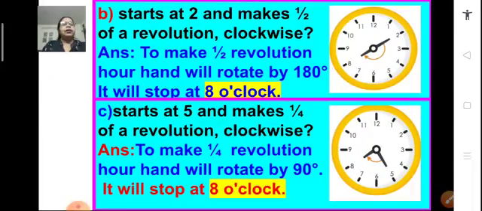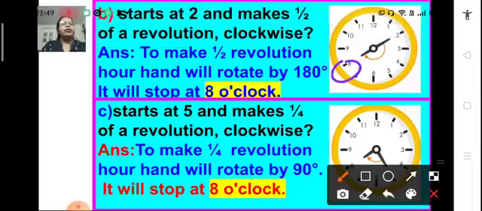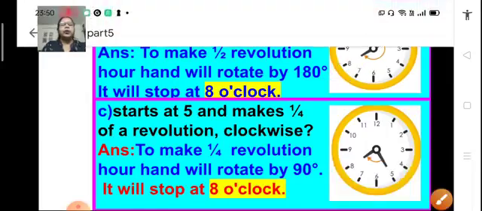B, if the hour hand starts at 2 and makes half of a revolution clockwise, where will it reach? To make one half revolution, the hour hand will rotate by 180 degrees, or a straight angle. And where will it stop? It will stop at 8. 8 forms a straight angle with 2. That means from 2 it will rotate by 2 right angles or 180 degrees, and it will stop at 8 o'clock.